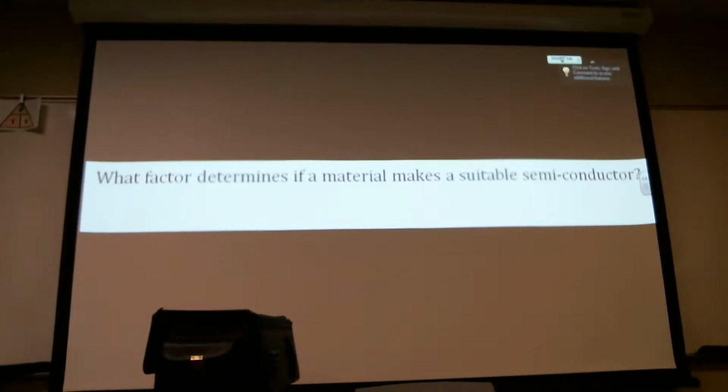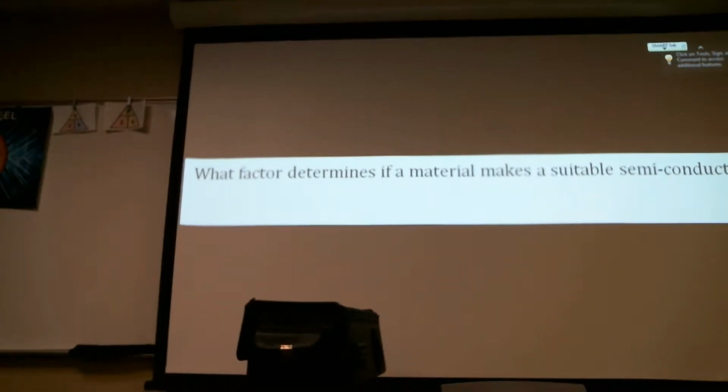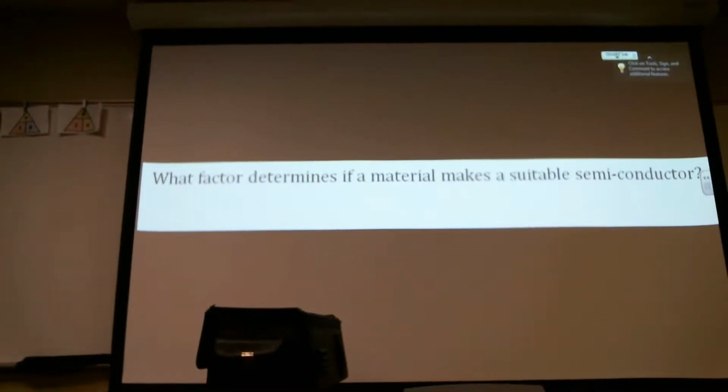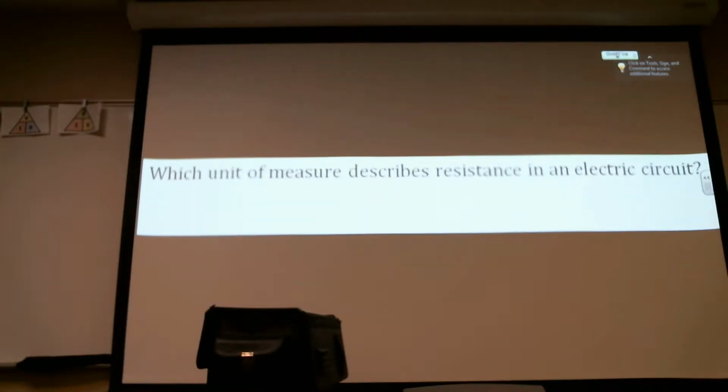Now, a semiconductor is in between. It's basically a resistor. So it's not going to be void of resistance, but it's not going to be the perfect insulator. So it's going to be somewhere in between. What factor determines if a material makes a suitable semiconductor? Okay, there it is. That's the answer.